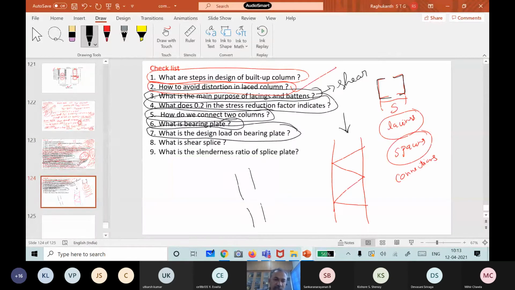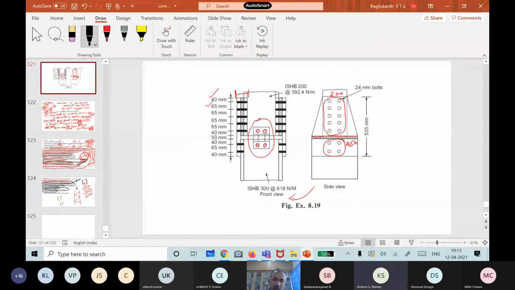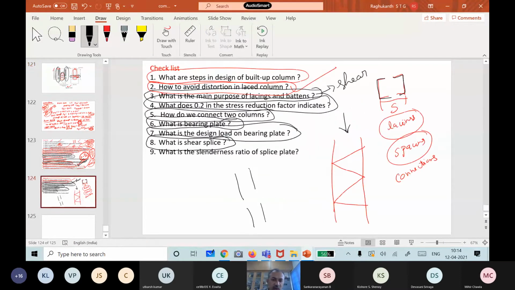Now, the shear splice. What do we do? It is related to here itself. Where the shear splice is put, it is attached at the web. Whenever there is a load, say the whole compressive load, it is carried by this splice plate. That is the bearing splice. Shear is carried by this. If two different sizes are there, then this comes into the picture.